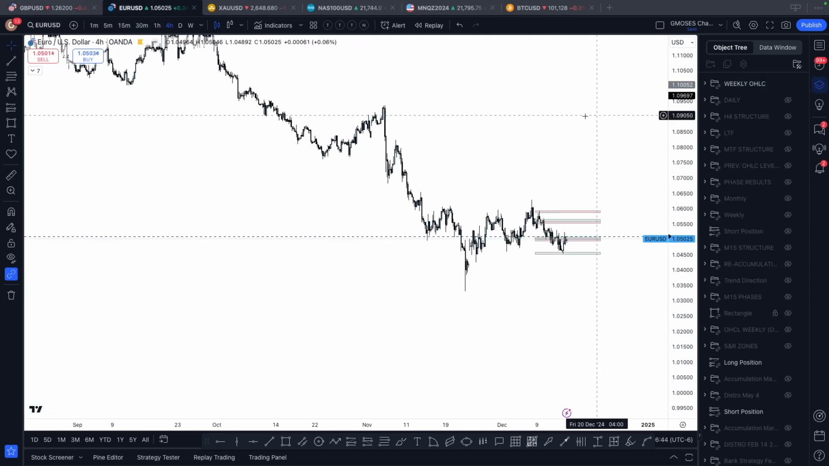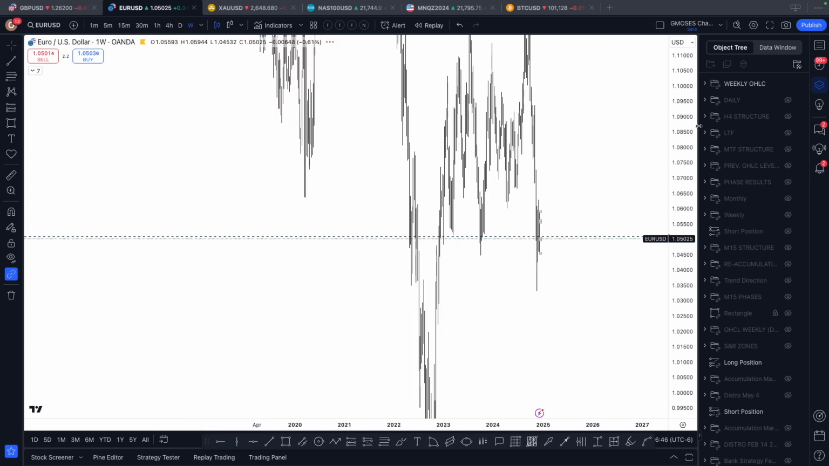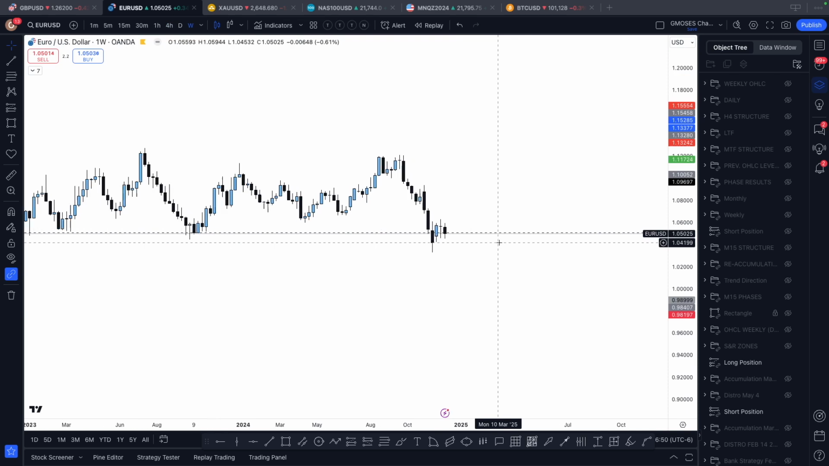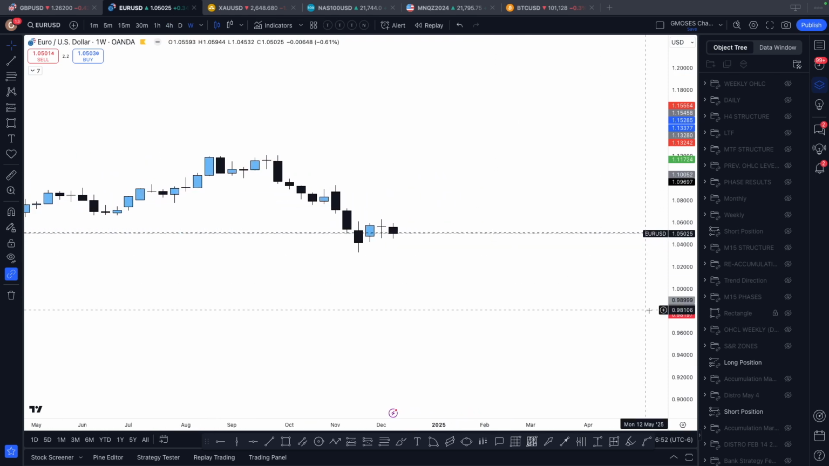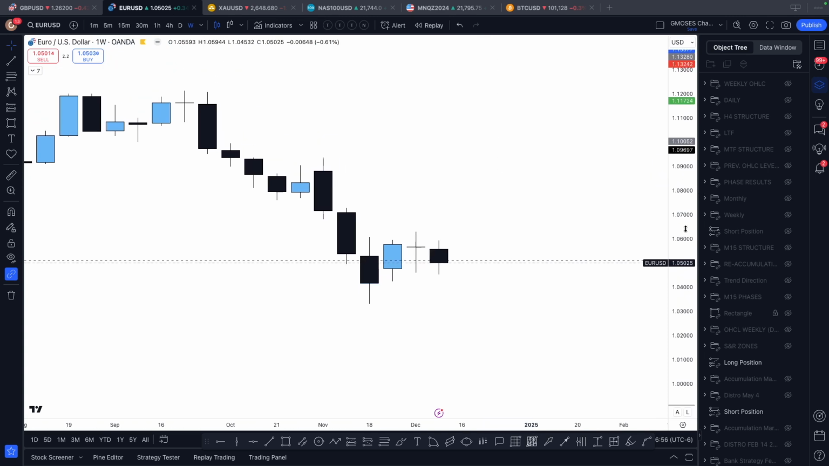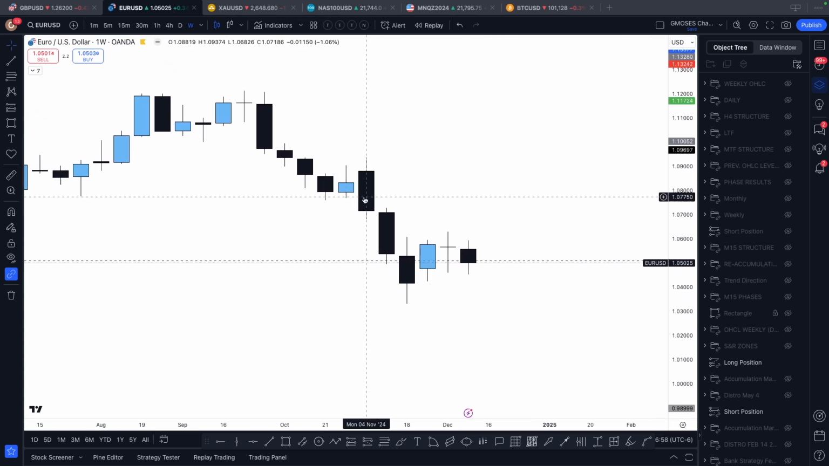All right, you guys, so looking at EU, we're gonna start off on our weekly time frame, and we want to also see where the market closed for the previous week. All right, so one of the things that we can see is we had a bearish railroad.